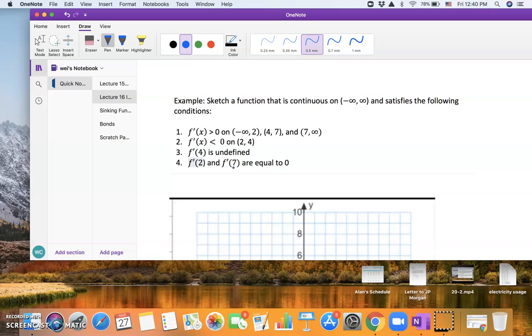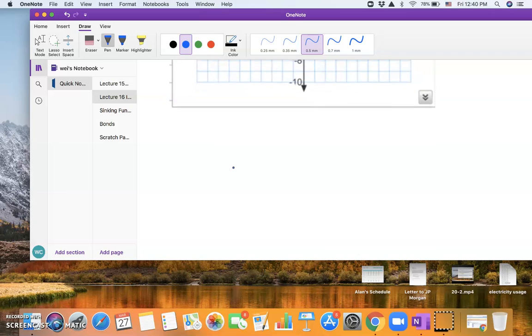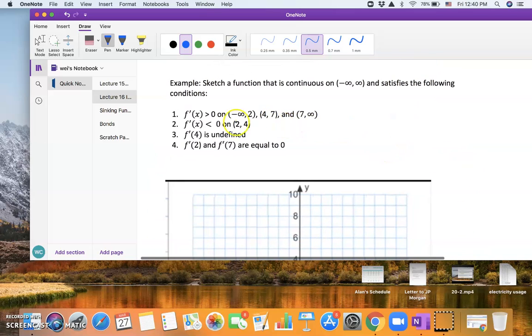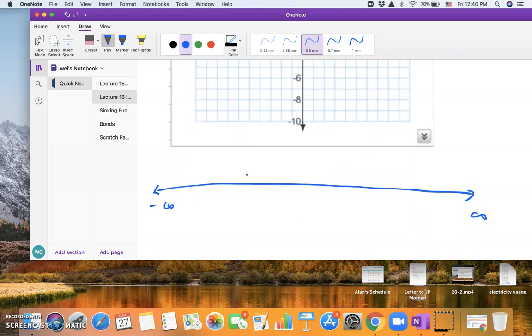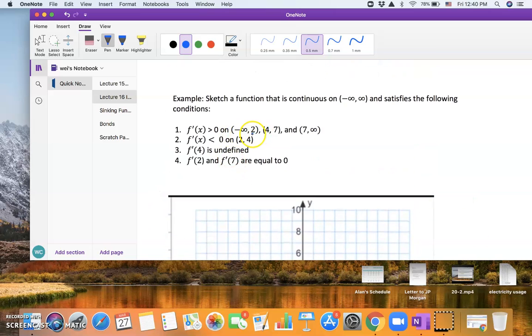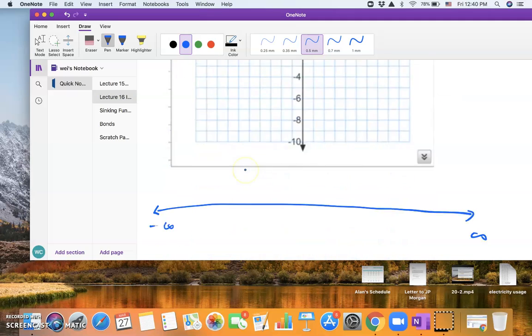Okay, the first thing I'm going to do is draw a number line, and then I'm going to write down all this information of the derivative on this number line. So first I'm going to divide this number line by using these numbers 2, 4, 7.